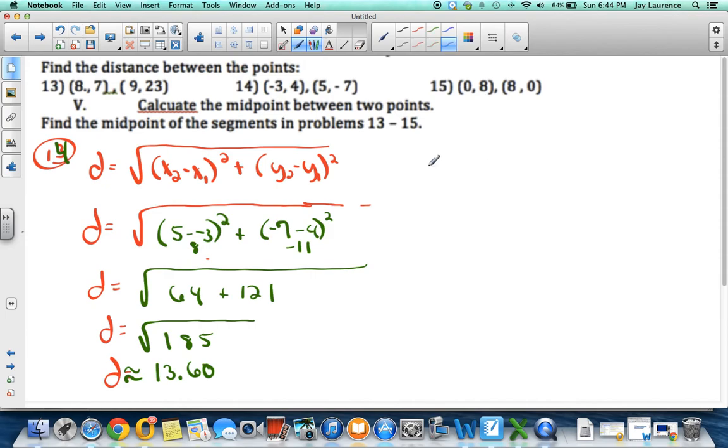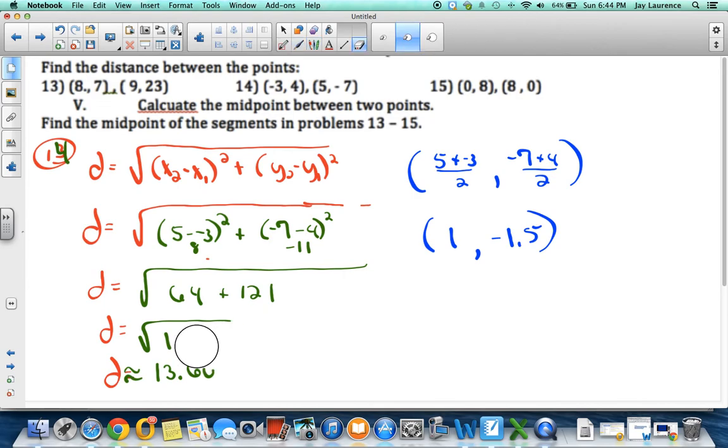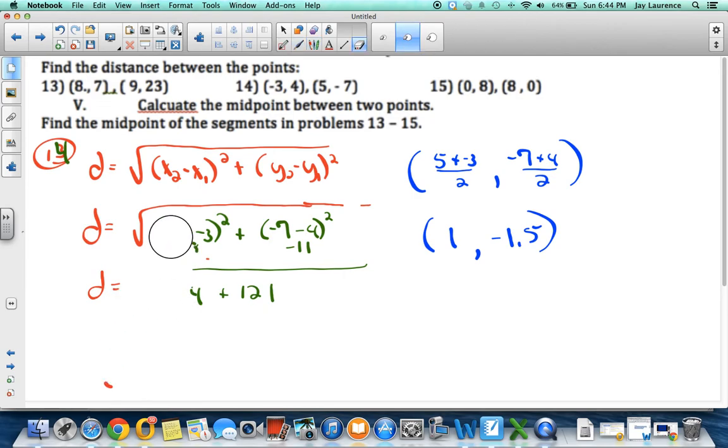All right, to do the midpoint, I'm just going to average the x's. 5 plus negative 3 divided by 2, which is going to be 1, I believe. And then the y's are going to be negative 7 plus 4 divided by 2, which should be negative 1.5. And there's your midpoint.